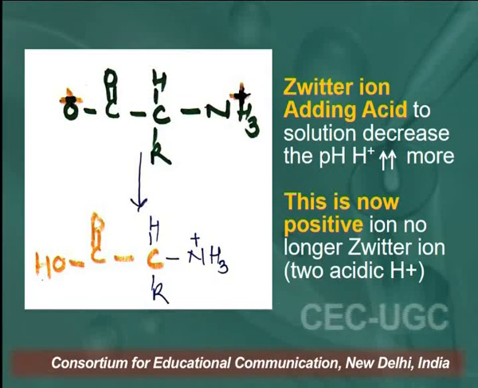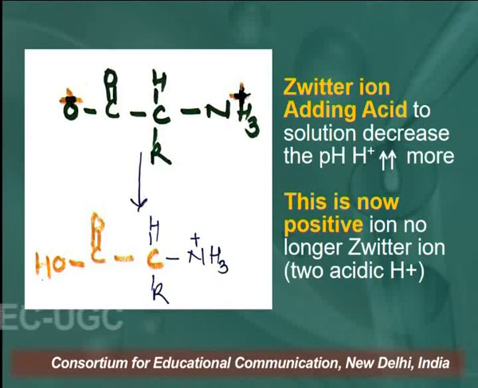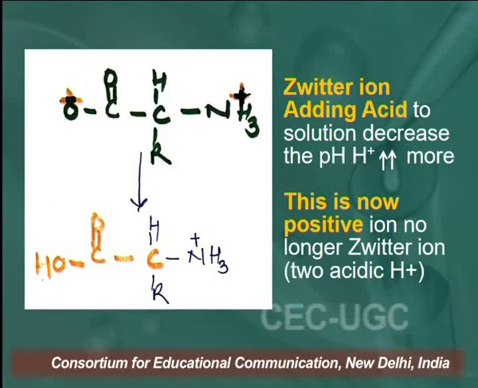So after adding the acid, what happened? Learners, understand here, it is a Zwitterion. As I told you, a Zwitterion is a neutral ion because there is no net charge, because there is one negative charge and one positive charge. So what happened when we add acid into the solution? When we add acid, it decreases the pH. When pH decreases, as I told you, the concentration of protons increases.